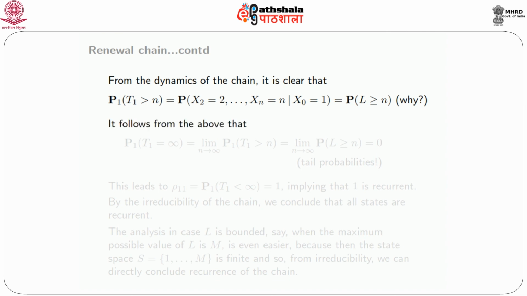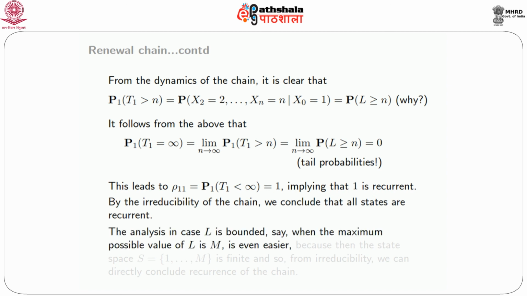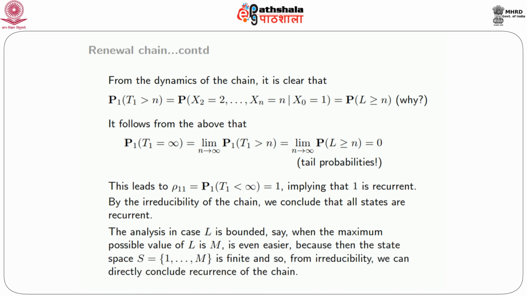It's not difficult. Now from this it follows that P1(T1 is infinite) would be the limit of P1(L greater than or equal to n), and of course that is 0 because tail probabilities go to 0. So that immediately tells you that rho 1 1, which is P1(T1 is finite), is 1, implying that 1 is recurrent. And therefore, by the irreducibility of the chain, we conclude that all states are recurrent. Of course, the analysis in case L is bounded, say when the maximum possible value of L is M, is even easier, because then the state space is finite. So from irreducibility, one can directly conclude recurrence of the chain.